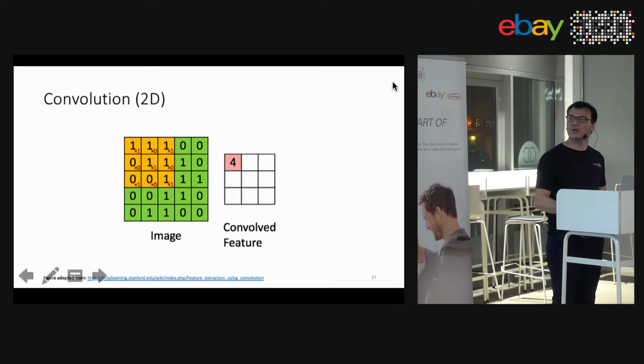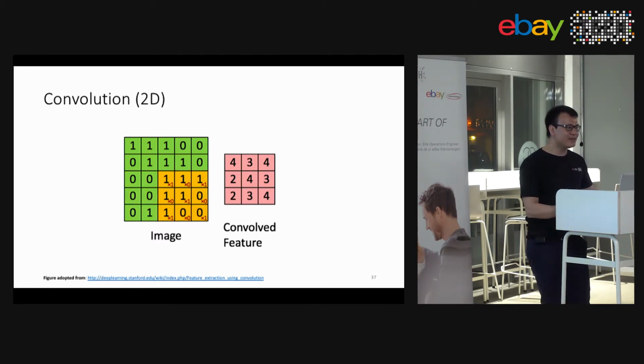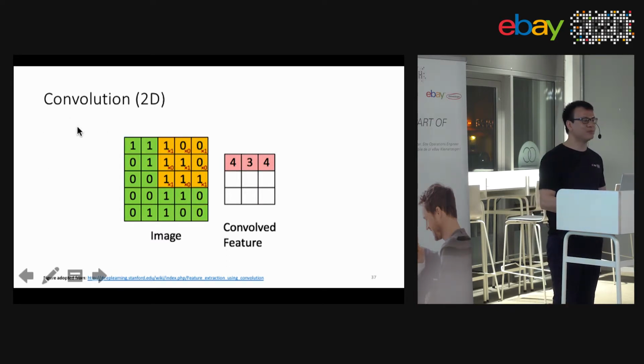And also the size of the sliding window. Now it shows a 3 by 3 sliding window. You can use 5 by 5. You can use 7 by 7. You can play with the size of the sliding window. It's a hyperparameter you could play with.